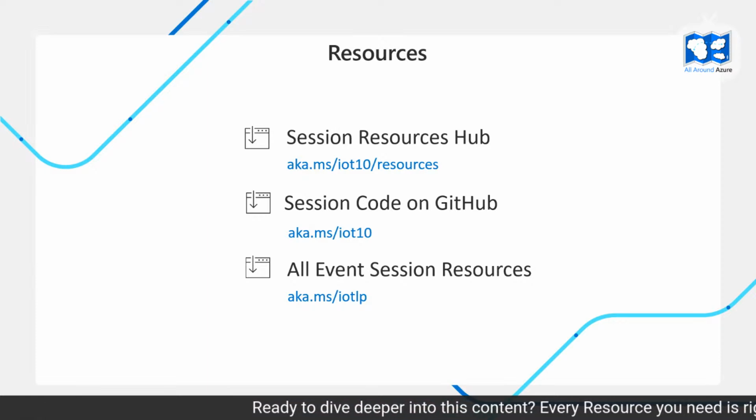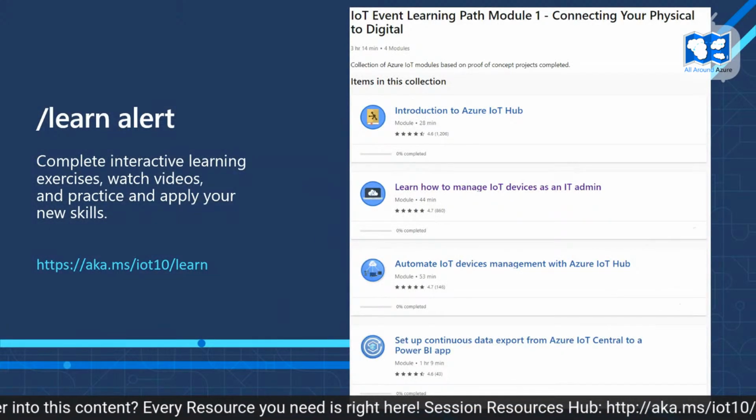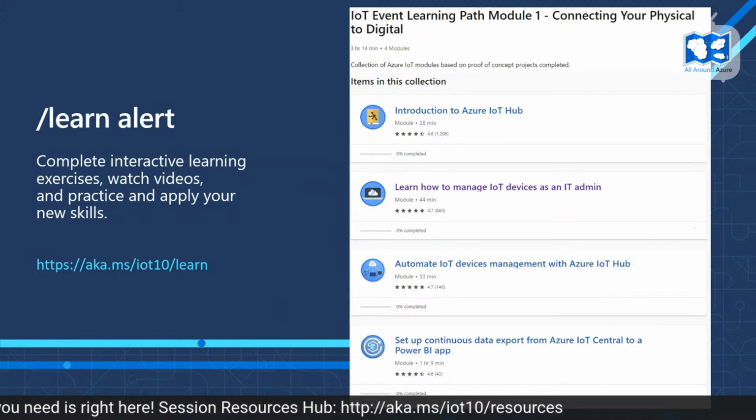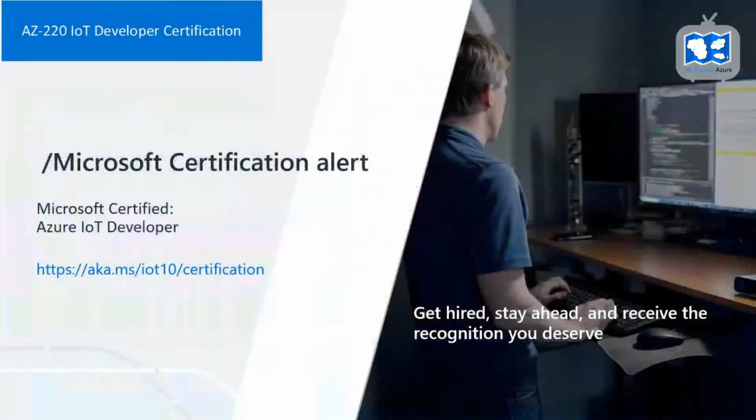However, I know what you're thinking. It's like, well, how do I learn more, Cliff? What do I need to do? I want to become an Azure IoT expert. We can head out to ak.ms/IoT10/learn. That takes you to the Microsoft Learn portal, and there's a predefined course there for you to follow and become an Azure solution architect as well. And that will help you go towards becoming Azure AZ-220 IoT Developer certified.